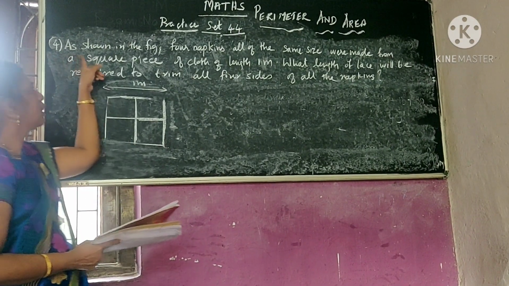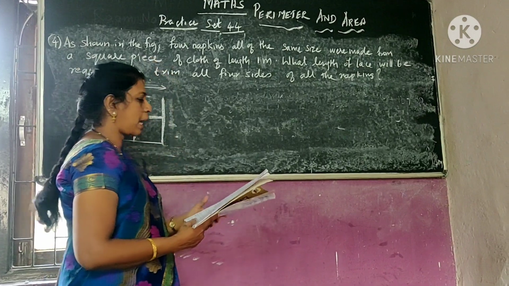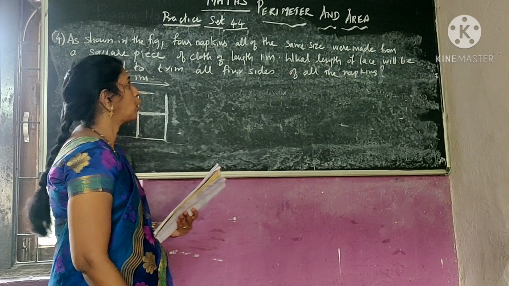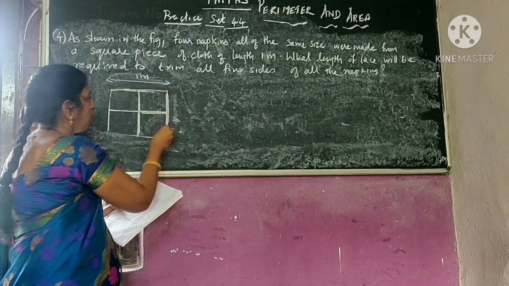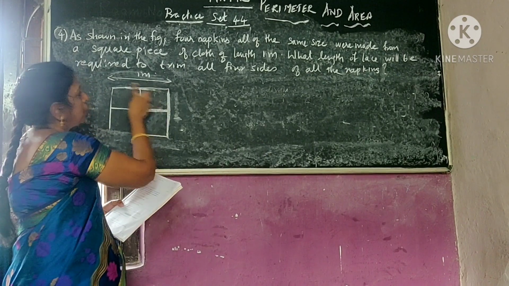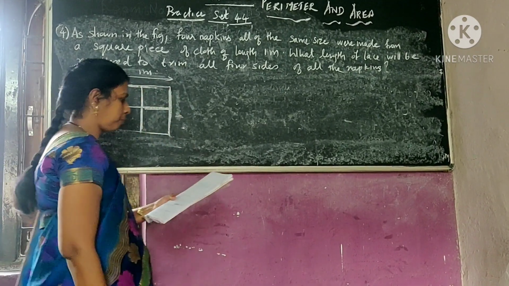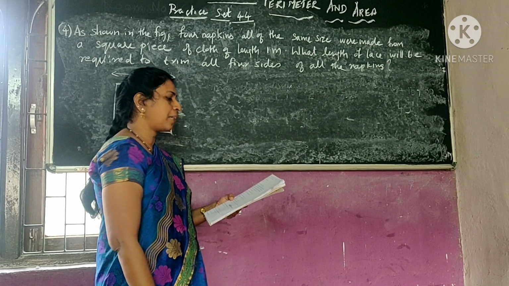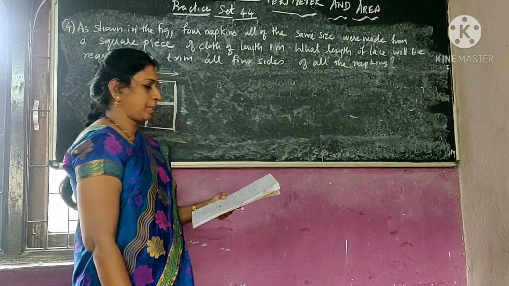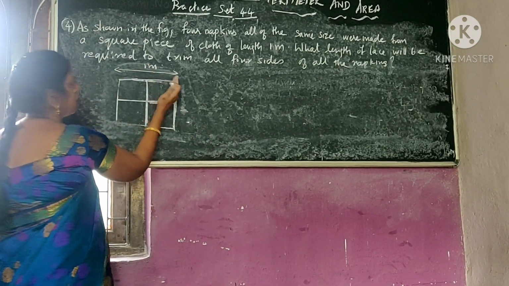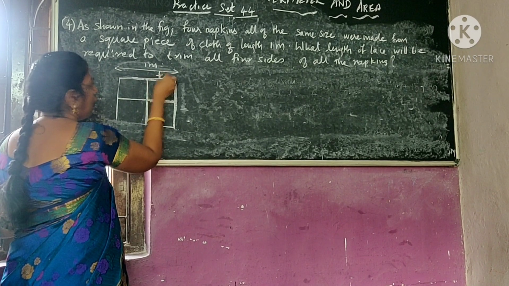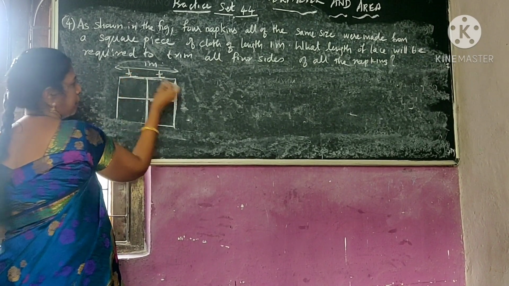Sum number 4. As shown in the figure, 4 napkins, all of same size, were made from the square piece of cloth. This is a square piece of cloth. 4 napkins of same size are made from this 1 meter cloth. What length of the lace will be required to trim all 4 sides of all the napkins? Now, if I make half of this 1 meter square shaped cloth, it will become half meter. This will become half meter.